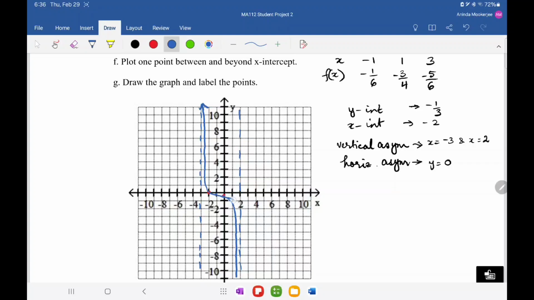So the graph, let me just redraw this part. Okay. And then when x is 3, it's -5/6. So somewhere here. Okay, so the graph is going to look like this. Okay.